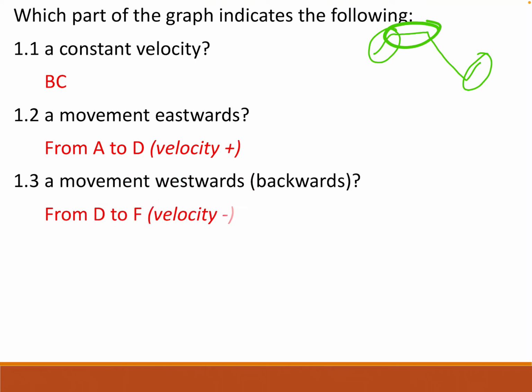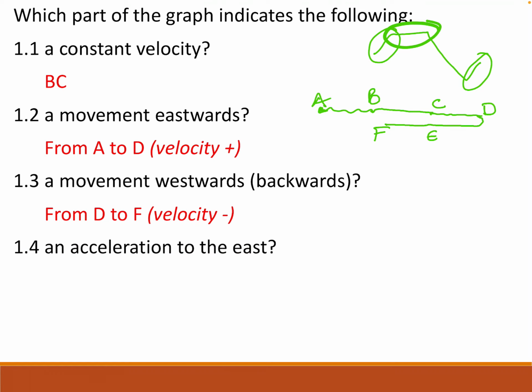Movement westwards, when's it going backwards? Well, from D to F. Essentially what's happened is this. From A to B, it's speeding up in the forward direction. Then it's going at constant velocity in the forward direction. Then it's slowing down. Once it slows down enough, it changes direction and speeds up for a little bit and then slows down in the opposite direction. So this is A to B to C to D to E to F.